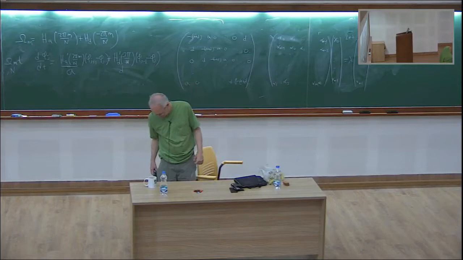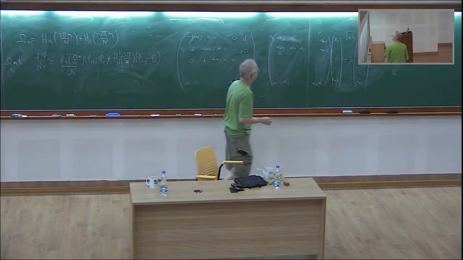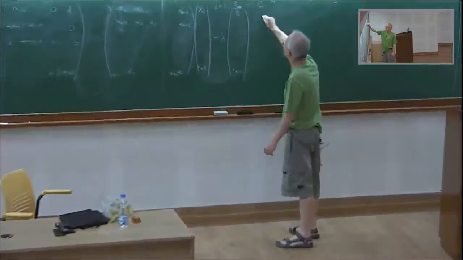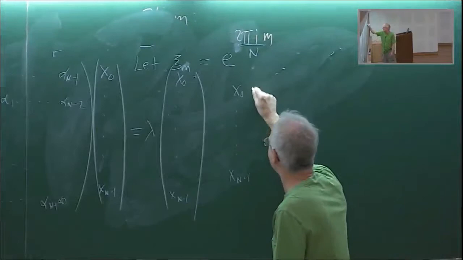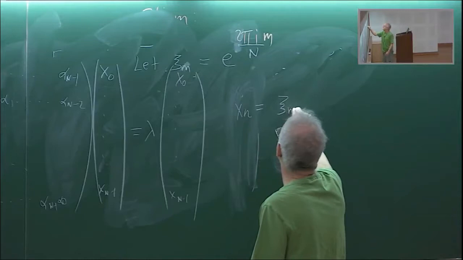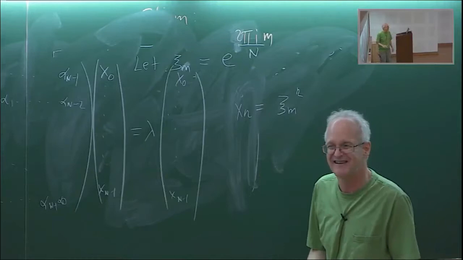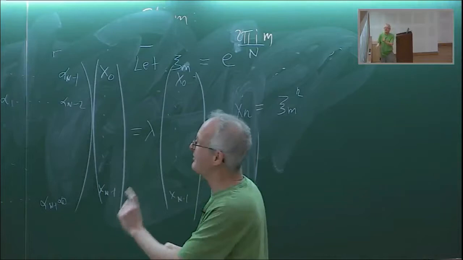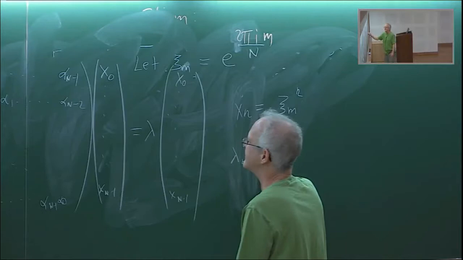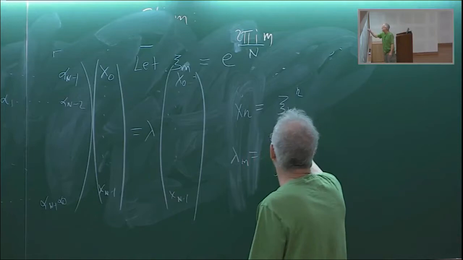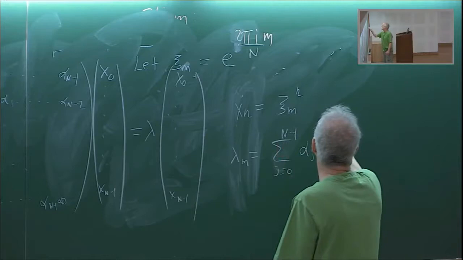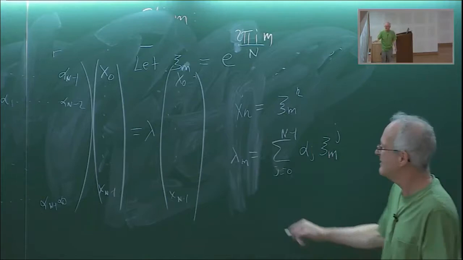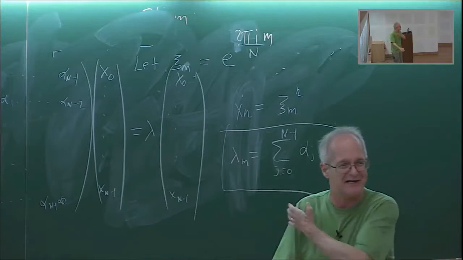Okay, so here's my claim. I claim that if I let x sub k equal c sub m to the k power, that will give me my eigenvectors, and I'll find my eigenvalues. I'll let you guys show that, but it's pretty straightforward to do. You just write all this out. The beauty of it is that lambda m is just the sum from j equals 0 to n minus 1 of alpha sub j times c sub m to the j. So you get the eigenvalues right like that. I'll let you show that that's the case. So that's the beauty of a circulant matrix. You can write down the eigenvalues exactly.